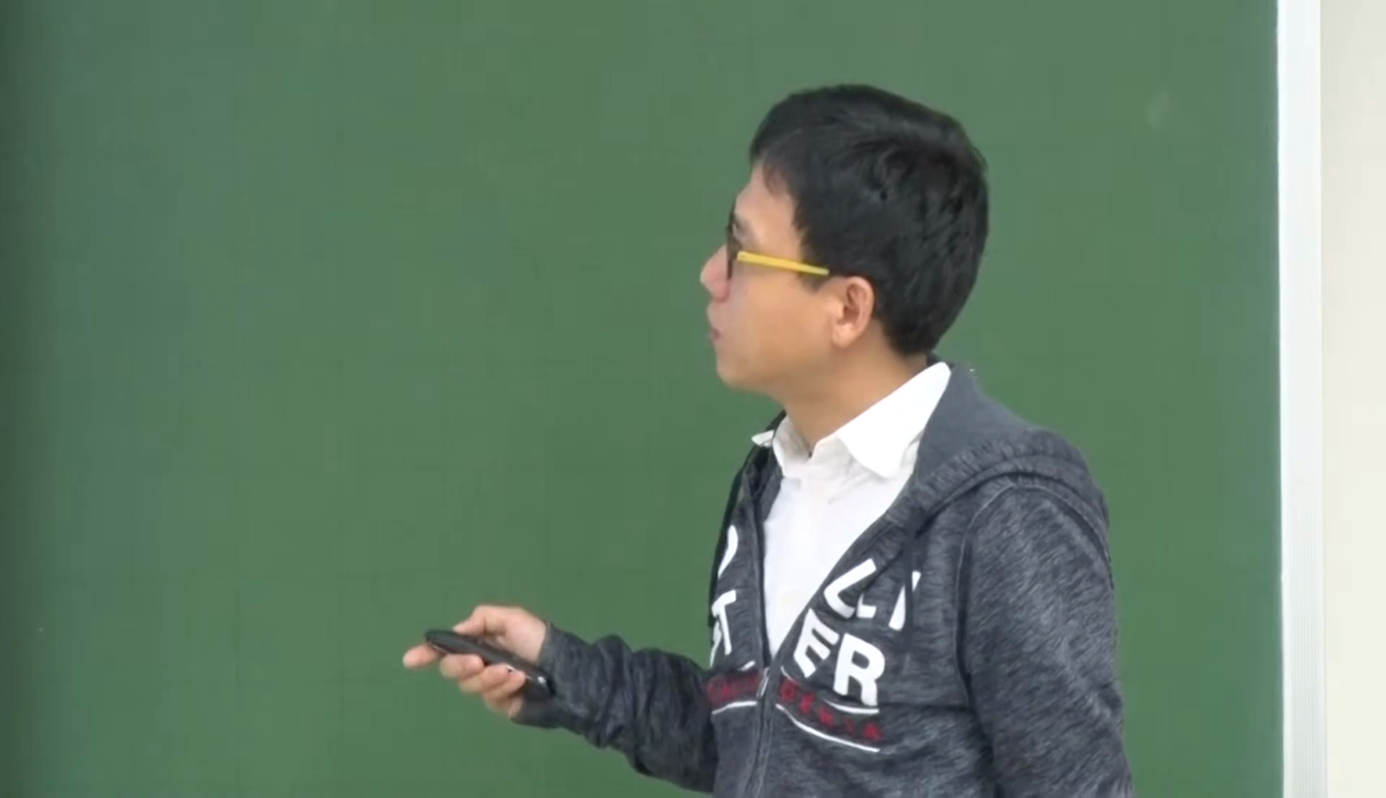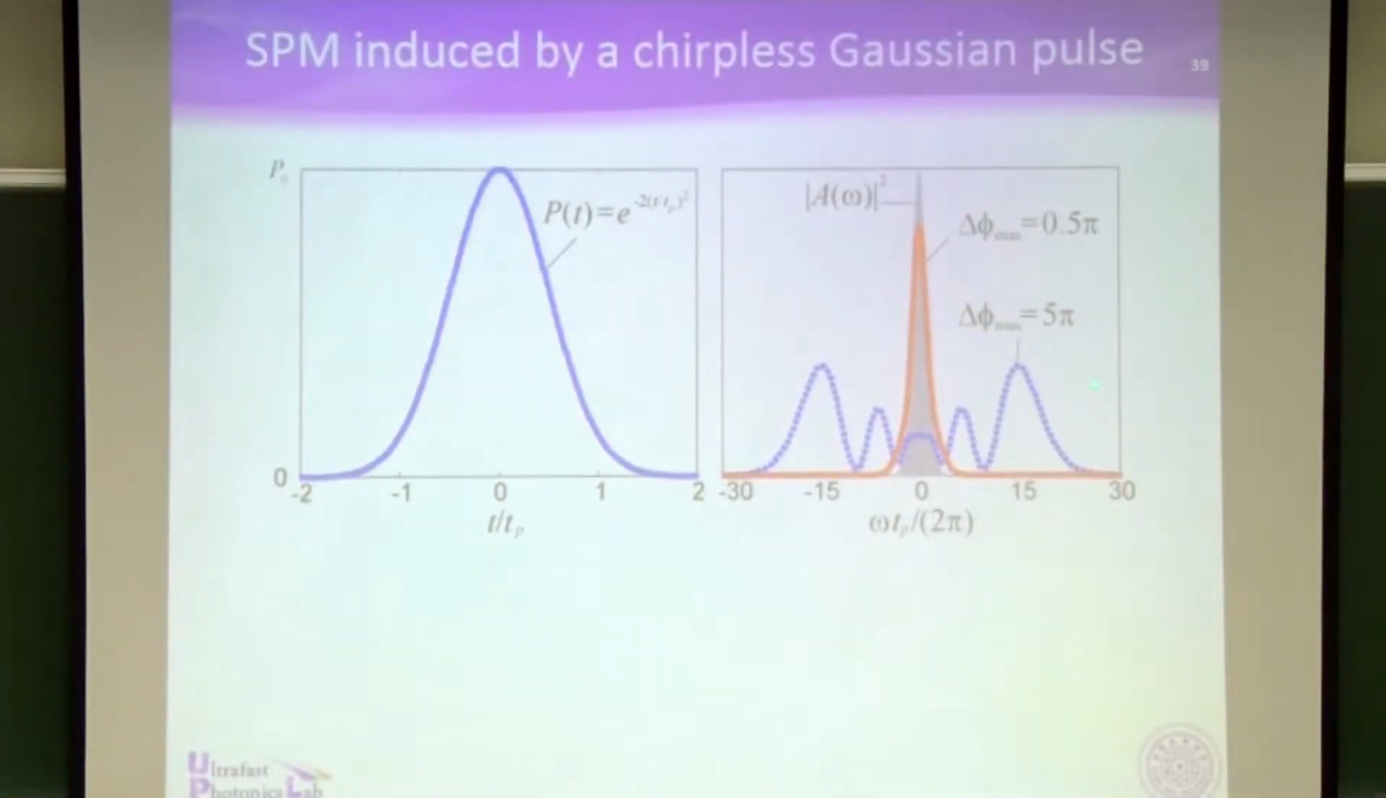A second example is very different. If the maximum phase shift now is 5 pi, it's big enough, the output spectrum is represented by the blue dashed curve. You can see significant spectral broadening, right? But also, the shape is totally different. There is no sign of the original Gaussian shape. This is a very ugly shape, right?